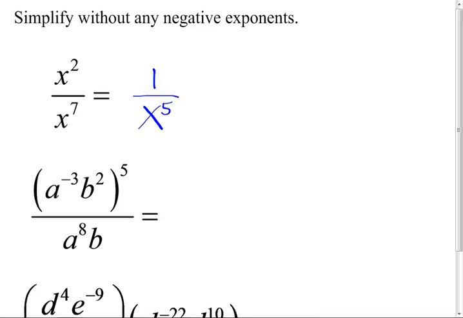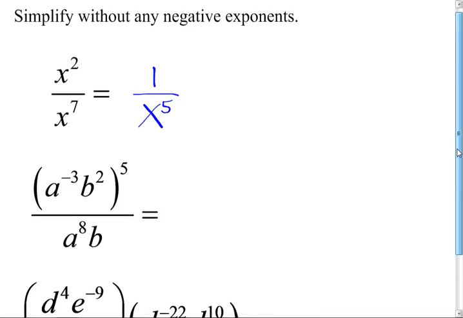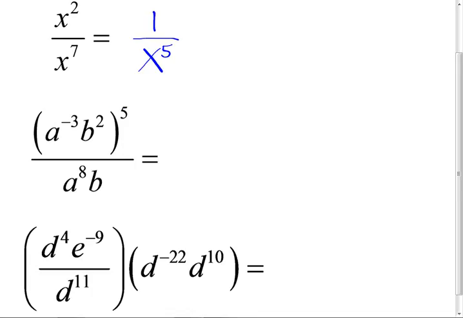Try this one. What do you have to do with that 5? We have to distribute it. Okay, Lexi, we're going to distribute this. So it's a to the what? Negative 15. B to the 10th. Now is where it gets a little trickier. I could subtract exponents. It just gets hard.